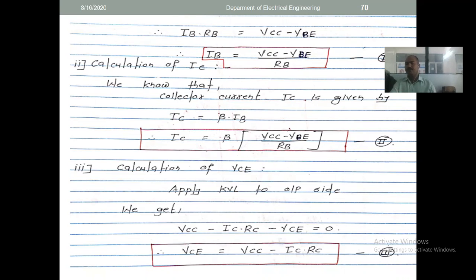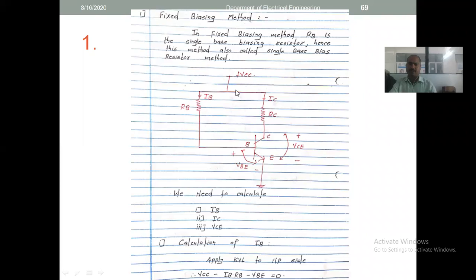For that purpose, taking minus VC to the other side as plus VC, we get VC equals VCC minus IC into RC. So for the analysis of the fixed biasing configuration, we apply KVL at the input side and KVL at the output side. Applying KVL at the input side, we calculate IB and IC, because IC is nothing but beta times IB. Then applying KVL at the output side, we calculate the VC. These are the things with respect to this fixed biasing configuration.